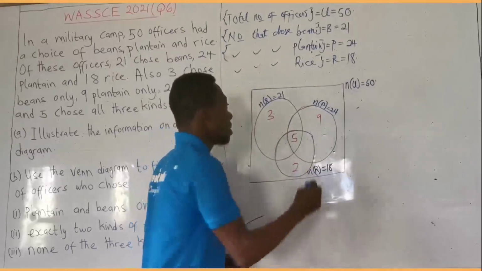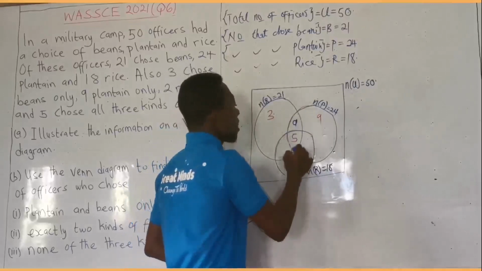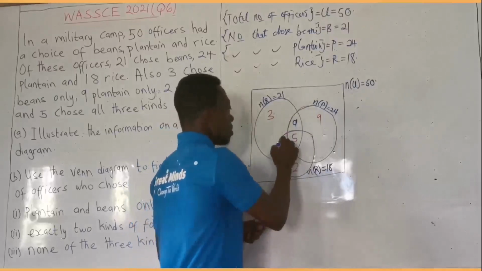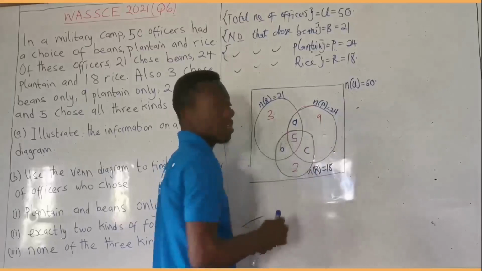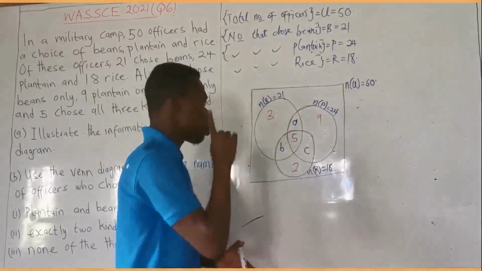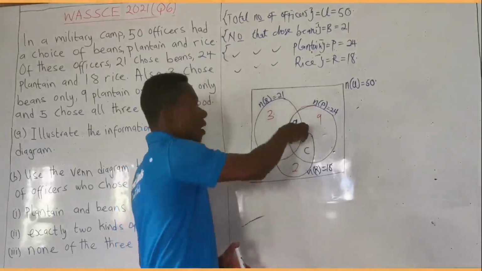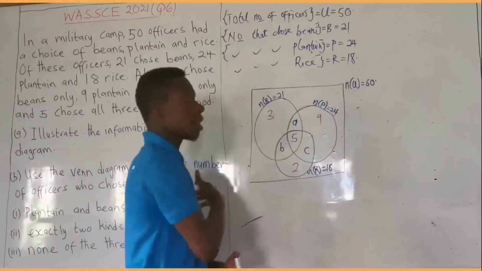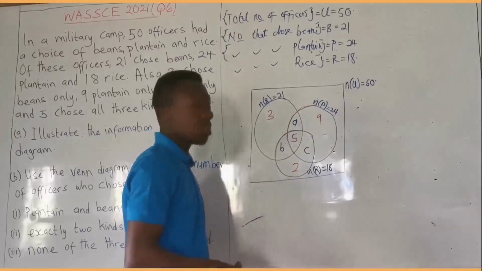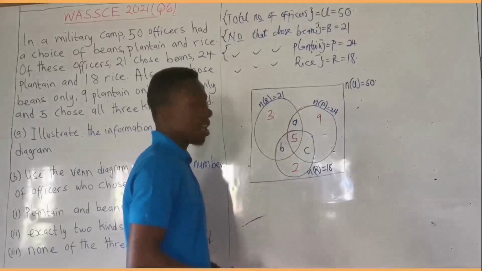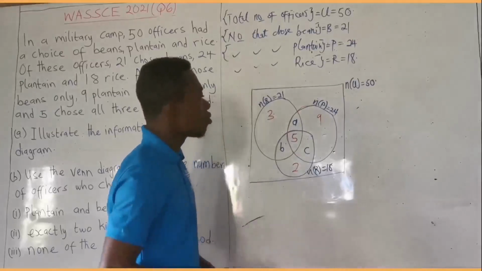So we can say that let here be A, let here be B, let here be C. I hope that is clear. So at this point, we need to satisfy these regions before we can answer the question that the question is actually requiring us to engage on. So let's see how we do that.